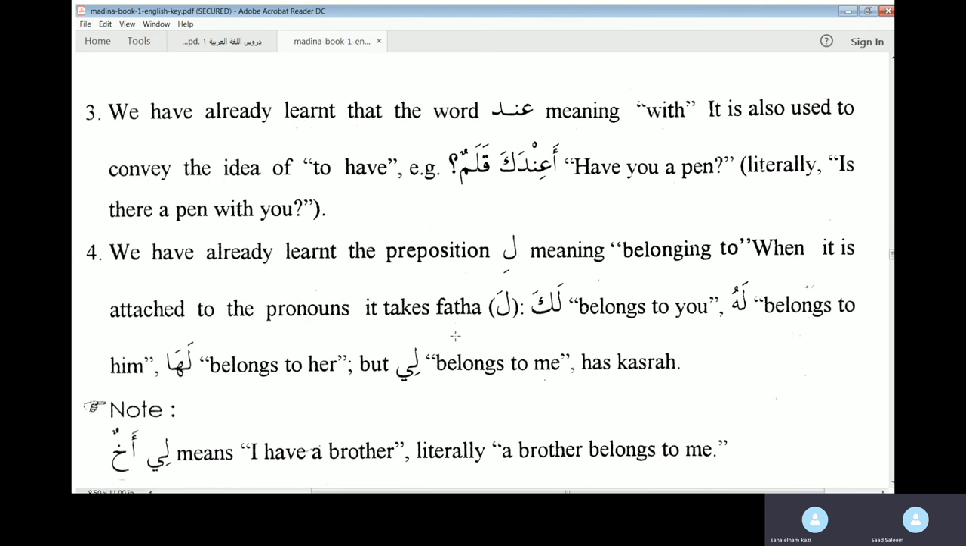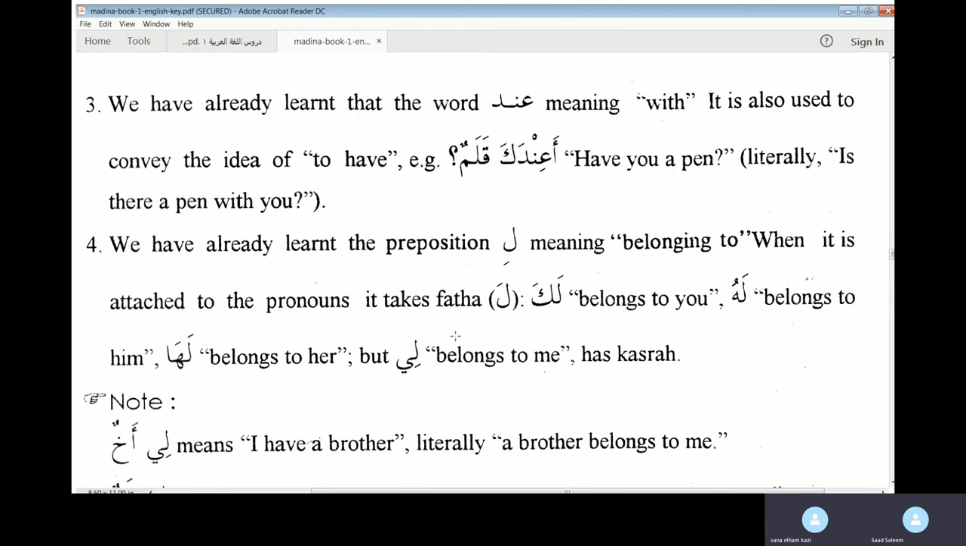We have already learned that the word inda means with. It is also used to convey the idea of to have. For example, a inda ka qalamun? Have you a pen? Literally, it means is there a pen with you?